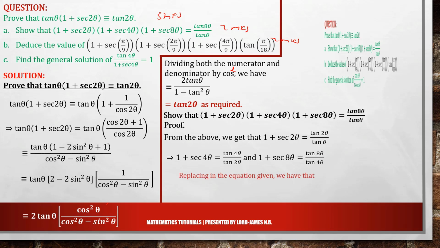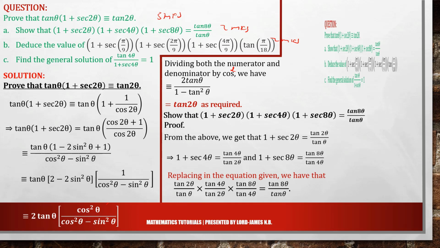Okay, so with that we proceed by replacing that in our equation given. So we want to prove that this is equal to this. We are going to use the left hand side to show the right hand side. If we replace, we see that 1 plus sec 2 theta is already tan 2 theta divided by tan theta. 1 plus sec 4 theta is tan 4 theta divided by tan 2 theta, and 1 plus sec 8 theta will be tan 8 theta divided by tan 4 theta.